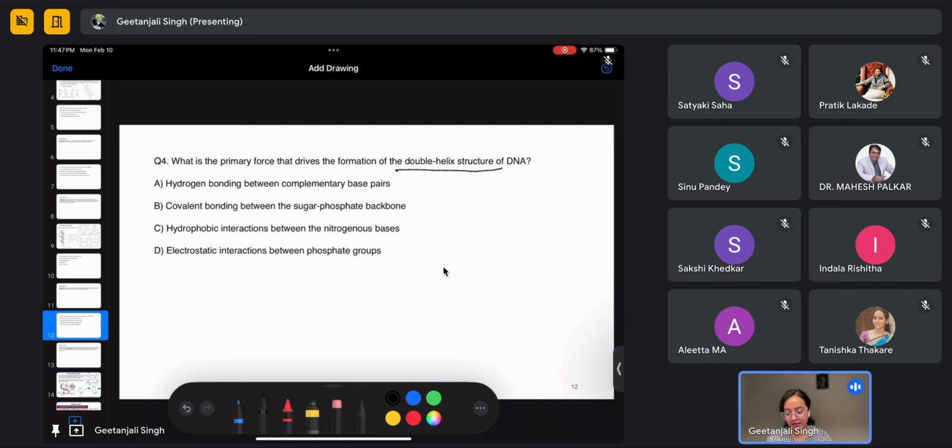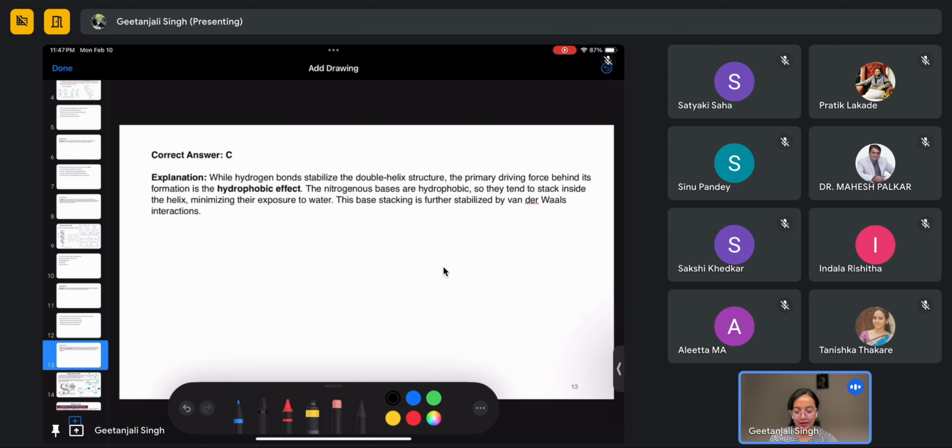So the correct answer here is actually C. Though the hydrogen bond stabilizes the helical structure, the driving force behind the double helix structure is hydrophobic interaction between the base pairs.